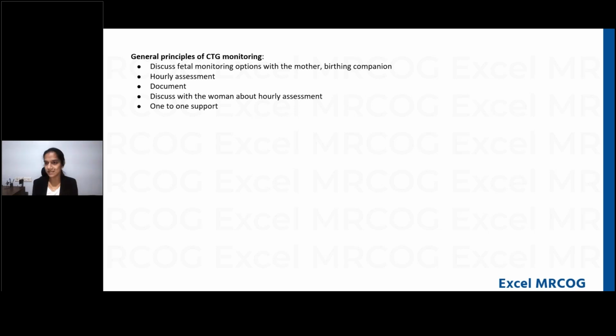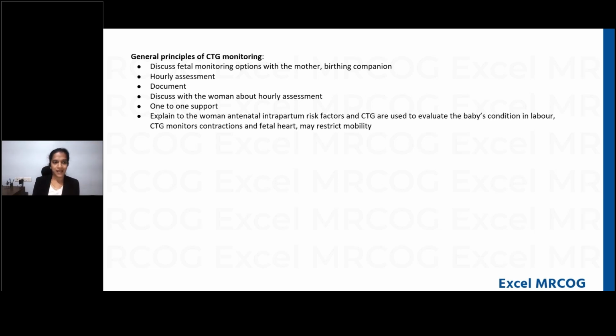Provide one-to-one support. Explain to the woman the antepartum risk factors, and that CTG is used to evaluate the baby's condition in labor. CTG monitors the contractions and fetal heart, and may restrict mobility. So these are the points that you need to tell a lady who comes to you at a station and asks about CTG monitoring.